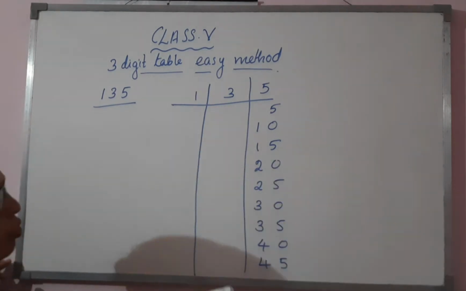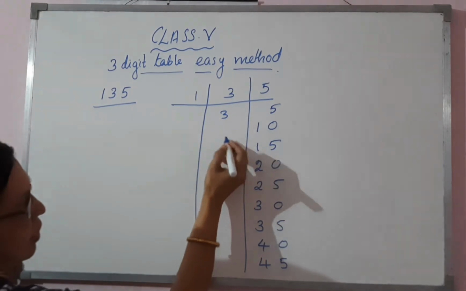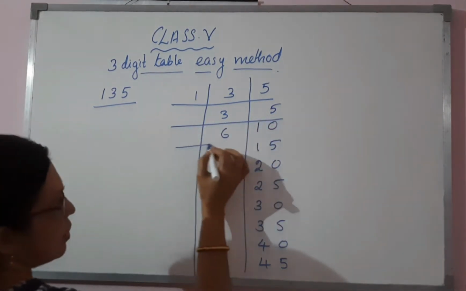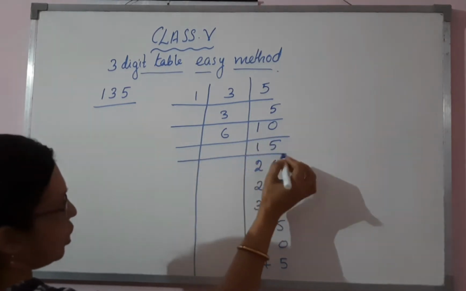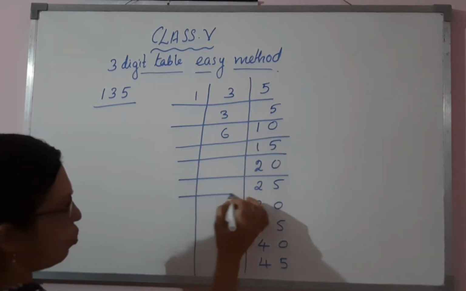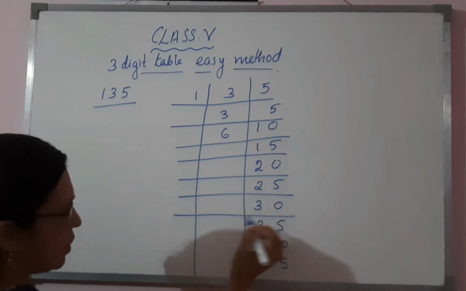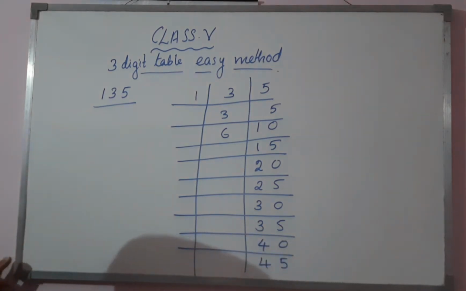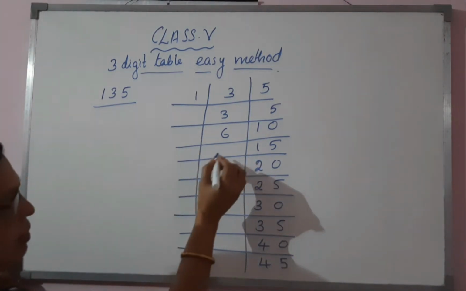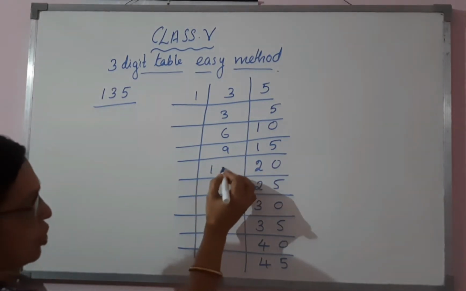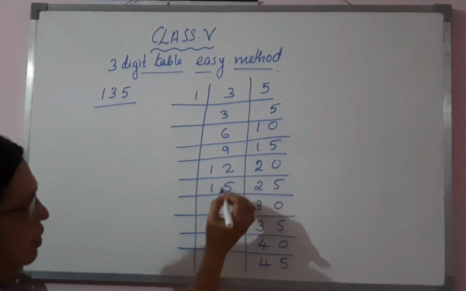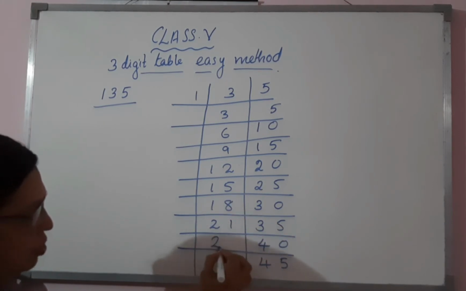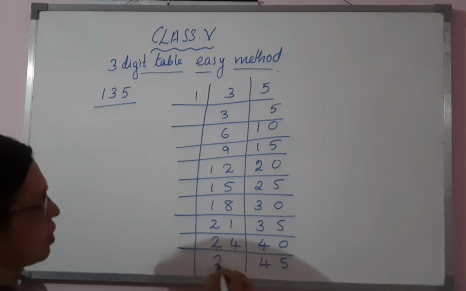Now we can write the table of 3. So 3 1s are 3, 3 2s are 6. You have to arrange them in the same place, horizontally. If you want, you can draw this line. Sometimes you will misplace it, and then your answer will go wrong. So don't misplace it, just draw the line. 3 3s are 9, 3 4s are 12, 3 5s are 15, 3 6s are 18, 3 7s are 21, 3 8s are 24, 3 9s are 27.